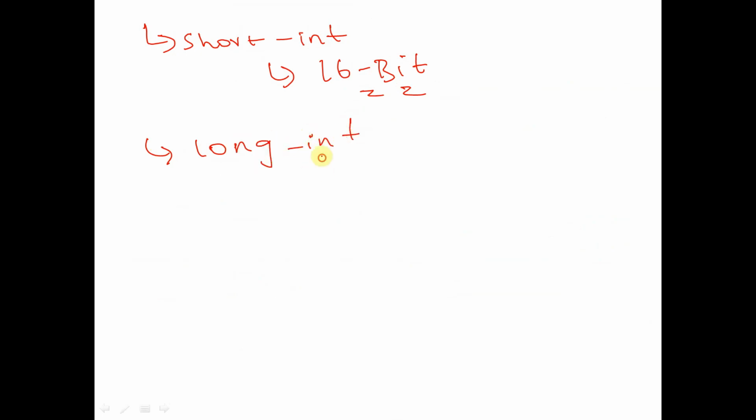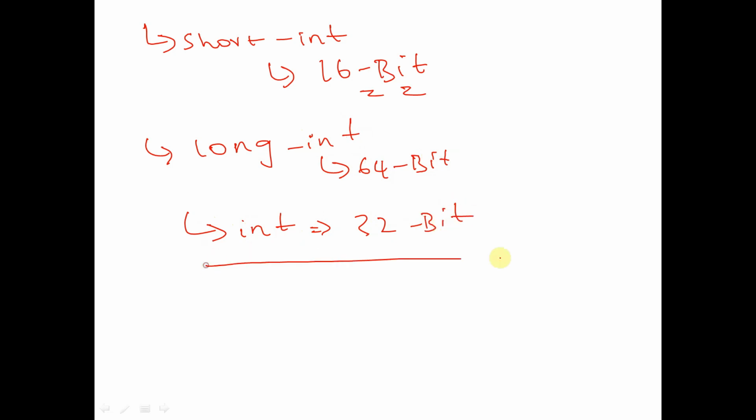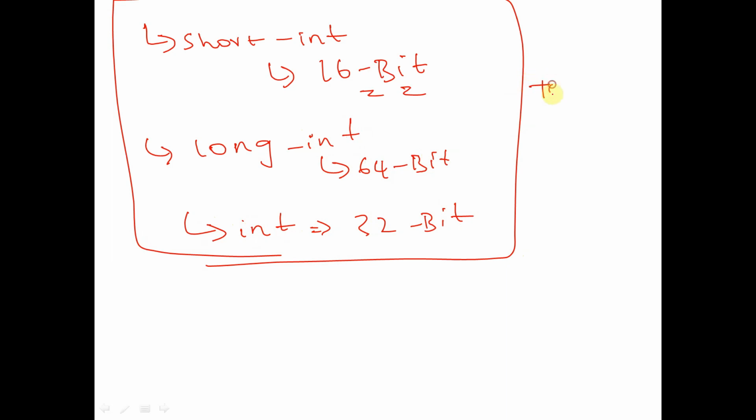So we have short int. This is a 16-bit data type, and coming to long int, it is 64-bit, and normal int is 32-bit. So remember these three types of int data types in SystemVerilog, and these are all two-state data types. Two-state data types. So is this clear for everyone?